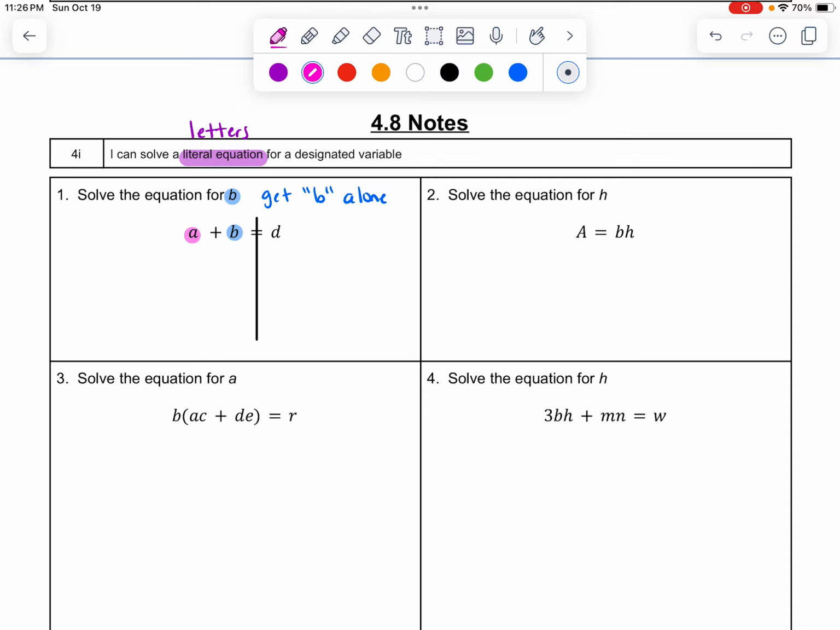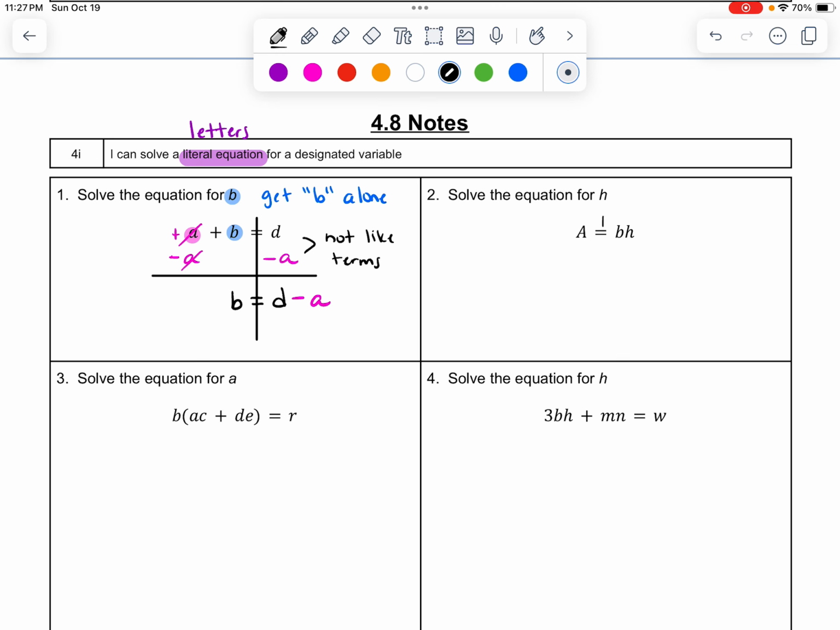So in order to get rid of the A, I need to realize that the A is really positive, otherwise there would have to be a negative sign there. And so I'm going to subtract A on both sides. Now on the left side, the A's cancel, and so all that's left is B. On the right side, the D minus the A, these are not like terms, so they can't be combined. Instead, we're just going to write them both down next to each other, D minus A. And we're done.